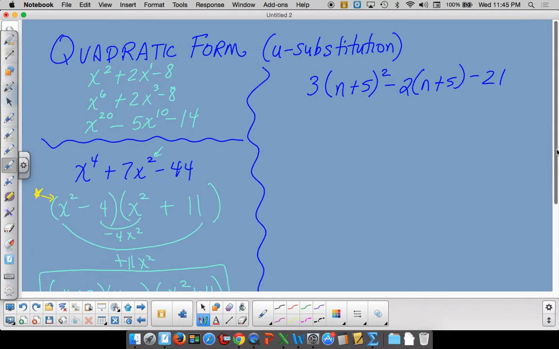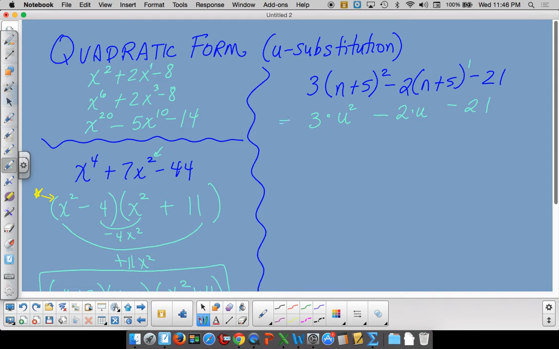Okay, this last one we're going to do, this is the u substitution thing. This is in what we call quadratic form. I have something squared, something to the first power, and a constant. What the book suggests you do is that you make that whole quantity, rather than a quantity, just make that u squared. And so n plus 5 over here is just u minus 21. I don't know why mathematicians like the letter u for substitution, but we use it a lot.